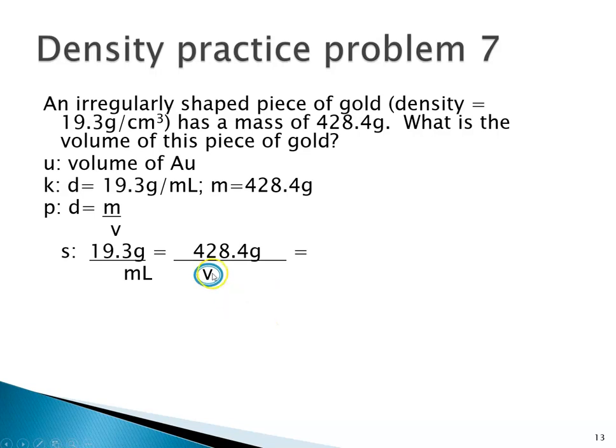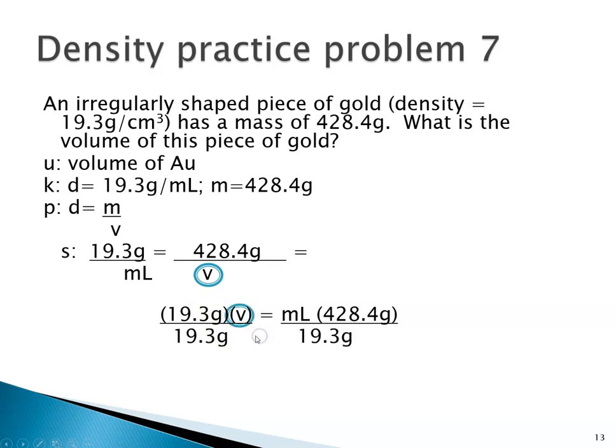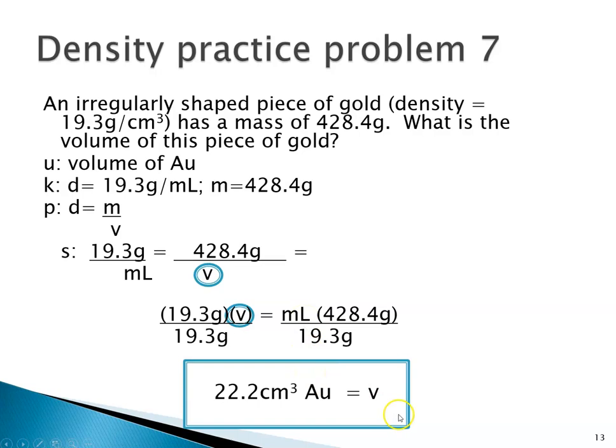So what do I mean by that? Well, we want to solve for V, and if we do the cross multiplying thing, we would do 19.3 times V equals the milliliters times 428.4. And when we do that, you'll see that you still haven't isolated the V yet. So to isolate the V, divide both sides by 19.3 grams. Notice the grams will cancel out over here now, and that will leave us with a unit of milliliters, which is good because we want to find milliliters.